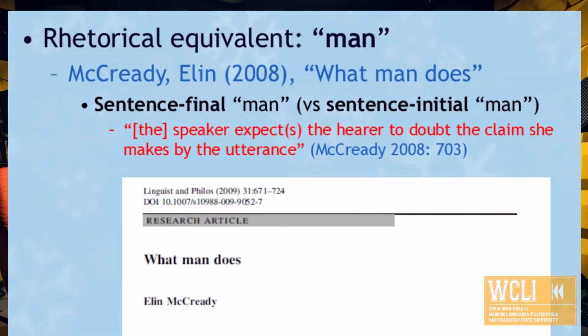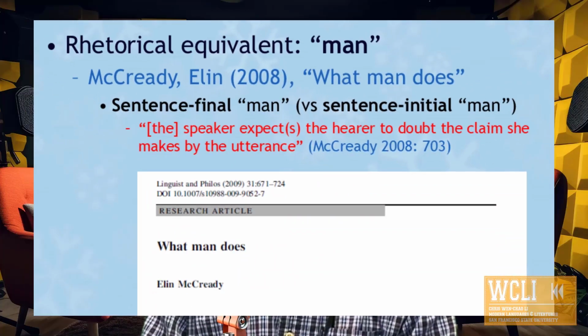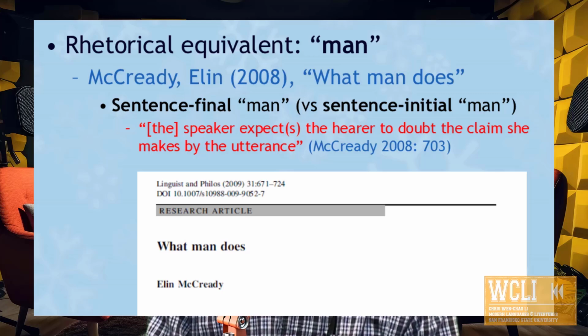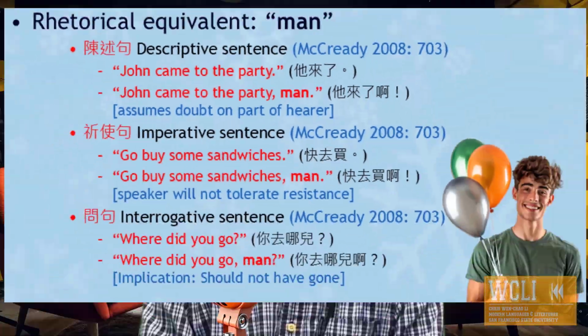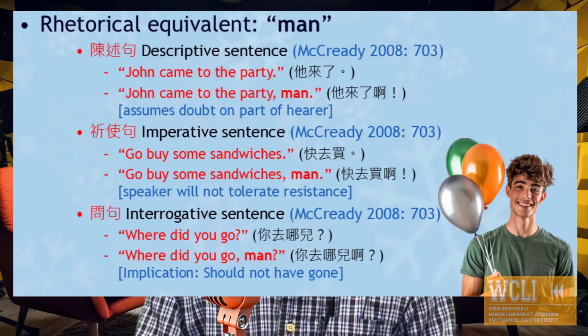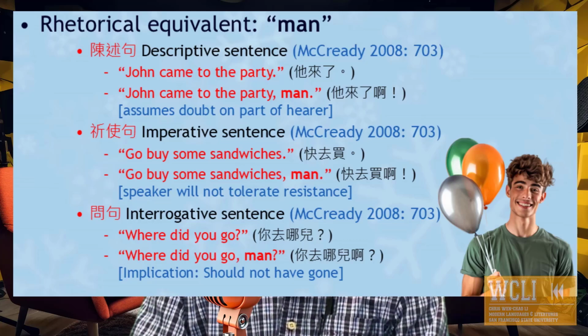Are there any particles that serve a function similar to Mandarin 啊 in the English language? Of course there are. The example that immediately comes to mind is the sentence final particle man. Now, in an article interestingly titled What Man Does by Ellen Macready, the author describes man as indicating that the speaker expects the hearer to doubt the claim she makes by the utterance. Let me give you some examples. John came to the party versus John came to the party, man.